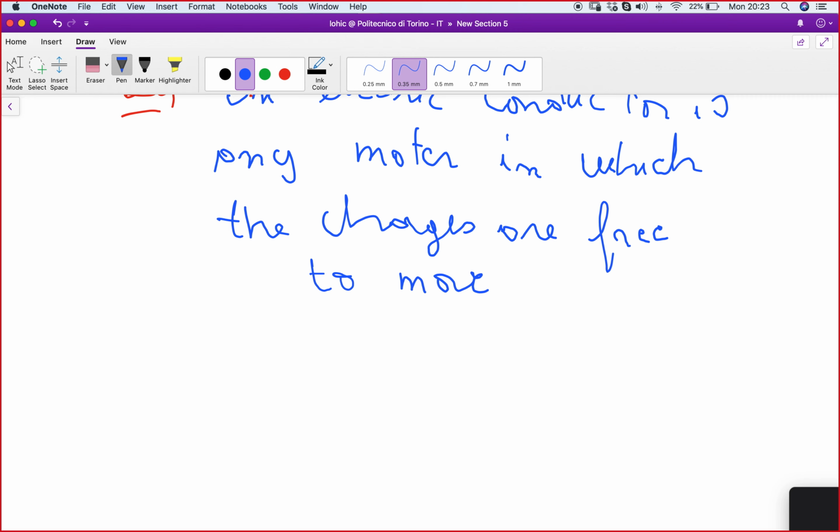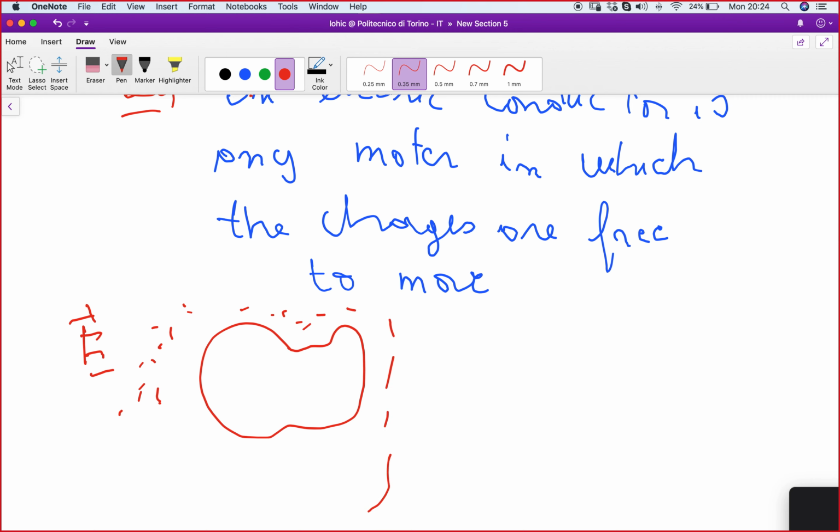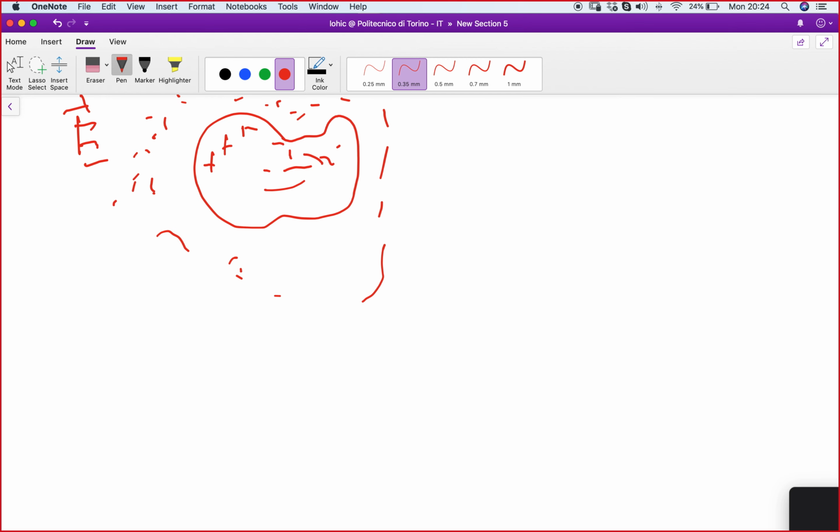These charges are free to move typically due to what? If you have a conductor, let me draw a conductor, that may be anything like this, and if there is some external field, then as the charges are free to move inside the conductor, the charges inside this conductor are expected to move because you have some external field.